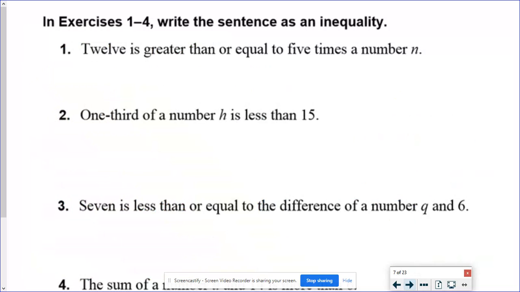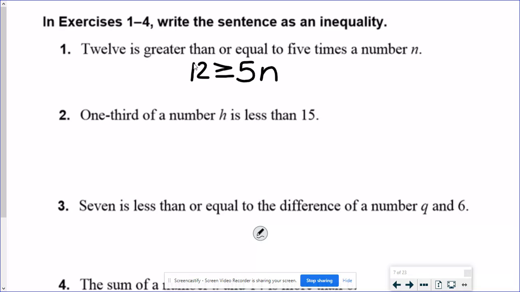Here we have some inequality statements that we want to be able to write. We're not even solving anything right now. This is really just translating. So 12 is greater than or equal to 5 times the number n. Now, if we were actually solving this, if we were getting to where we were going to be graphing it, I would want the n first. Since we're not doing that, we're just translating, this is perfect the way it is.